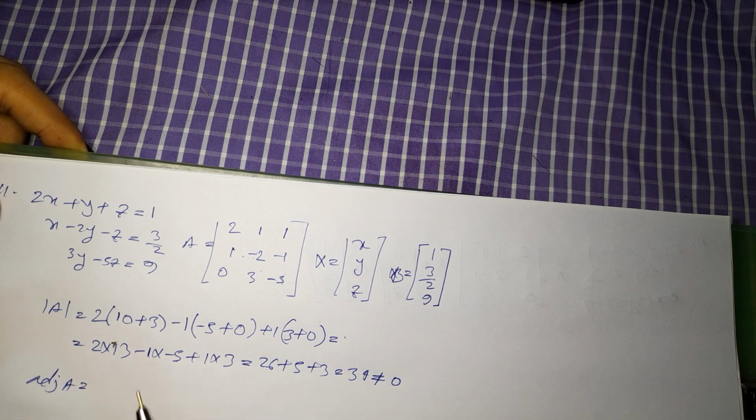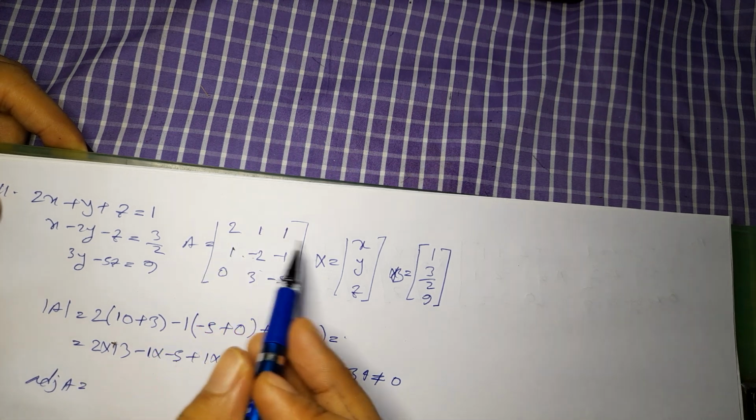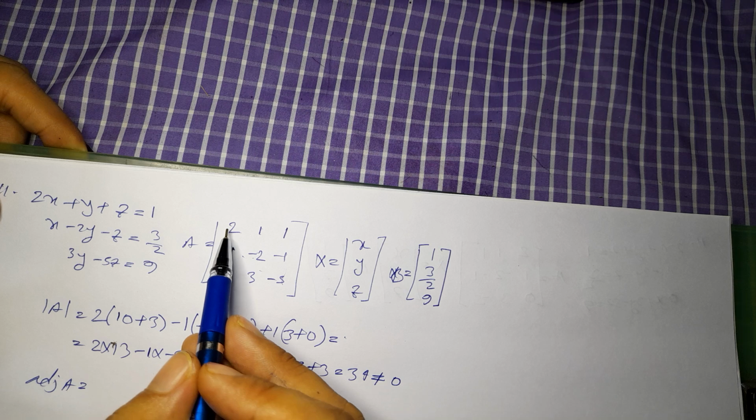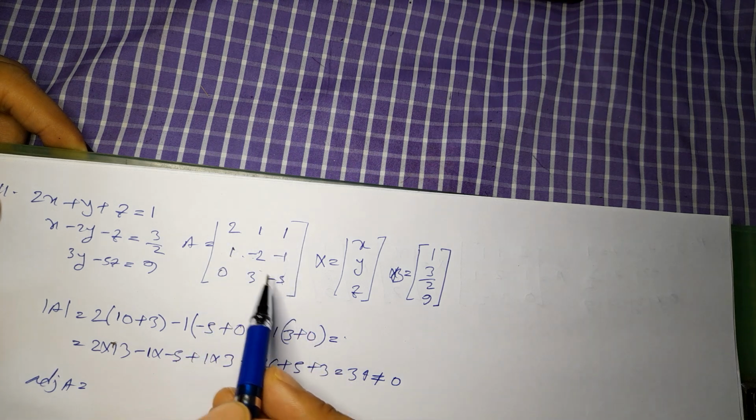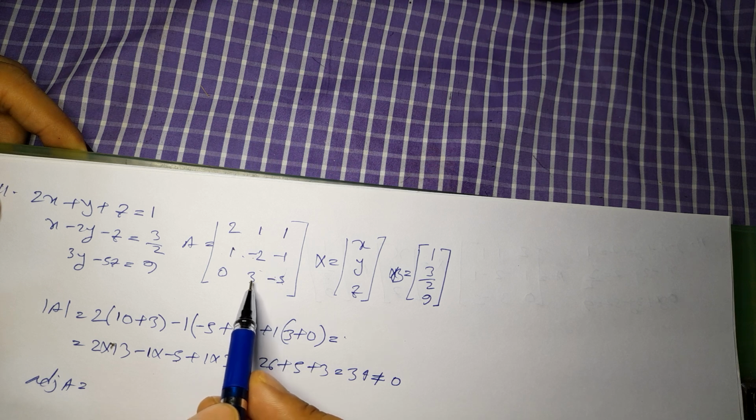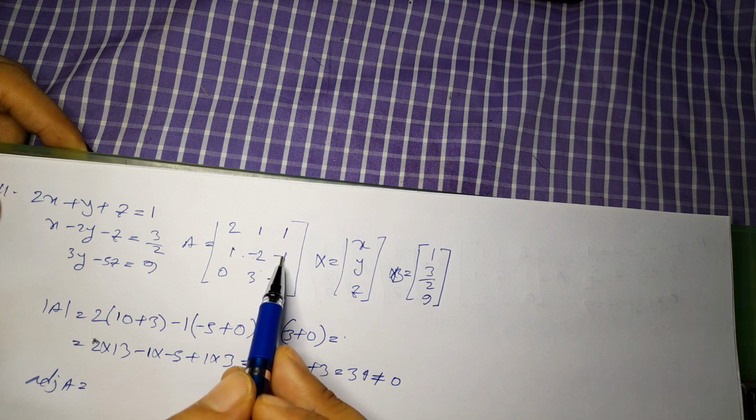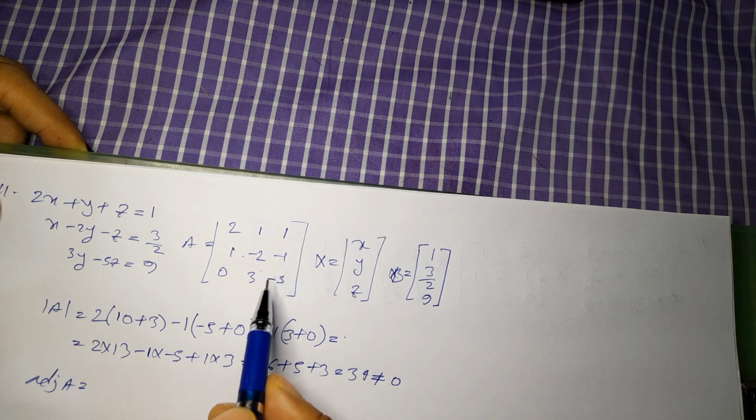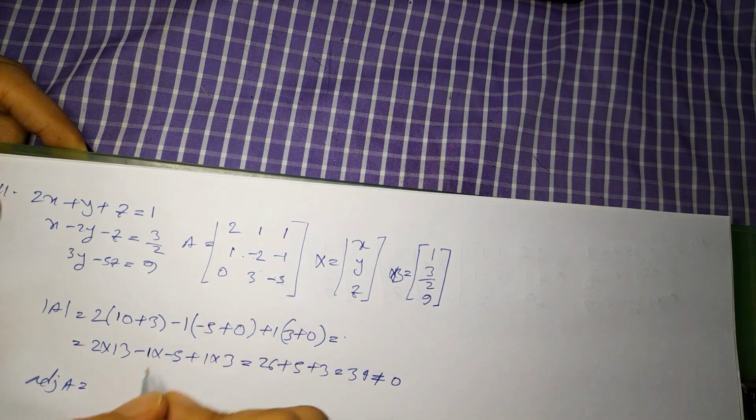Adjoint of A is equal to A11. Eliminate this row and column; here the sign is positive. So it will give minus and minus becoming plus, 10, and again from the formula minus becomes plus, 10 plus 3. So it gives 13.